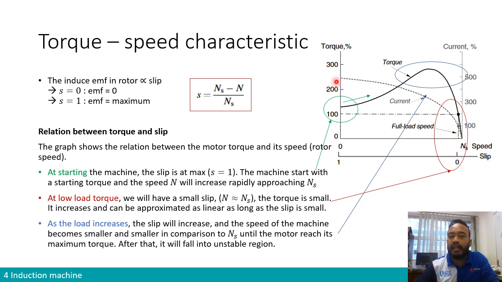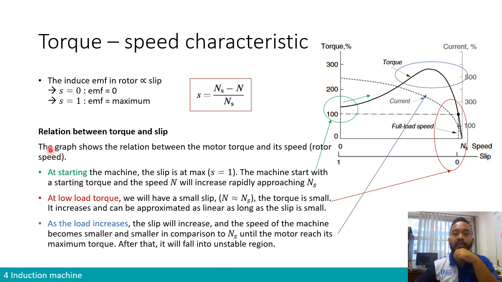And in terms of current, if you are at maximum slip, then you have a maximum rotor current, right? That is understandable, because maximum slip means the maximum induced current. And as the slip reduces, the current will also reduce until 0 when you are at synchronous speed. No induced current anymore at synchronous speed.